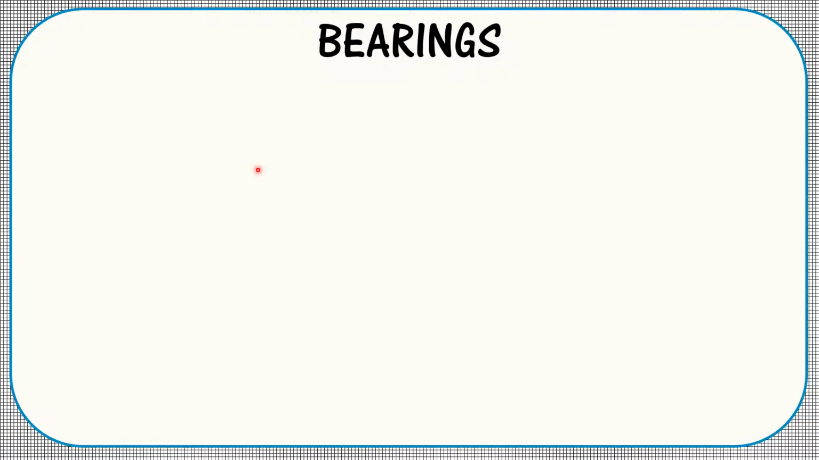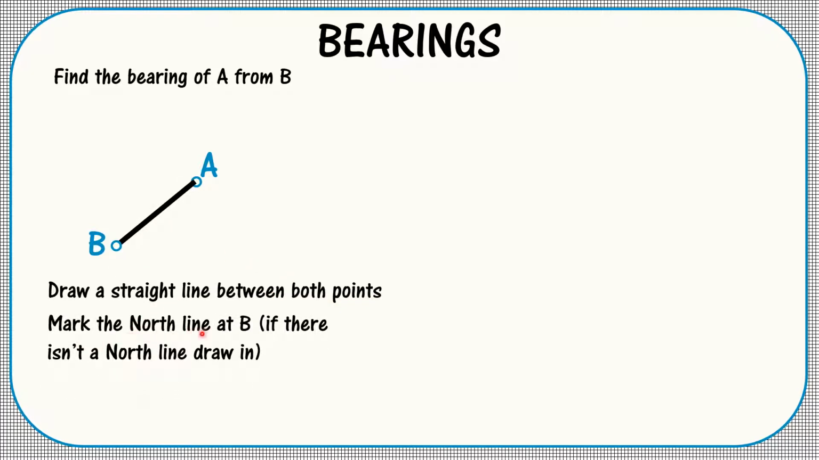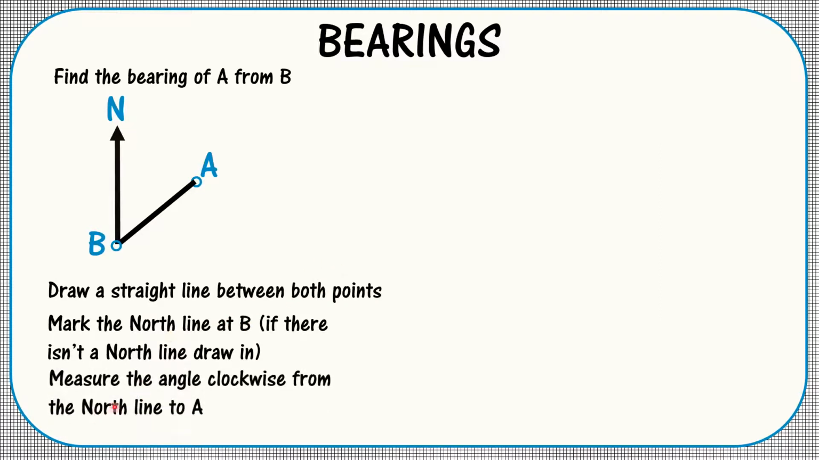Let's go through a few more examples. Again, find the bearing of A from B. We have the points B and A. The first thing you will do is draw a straight line between both points. The next step is to mark the north line at B if there isn't a north line drawn in. As we are finding the bearing of A from B, the north line will be at B. So again, we draw a vertical line going up with an N at the top to indicate that it is a north line.